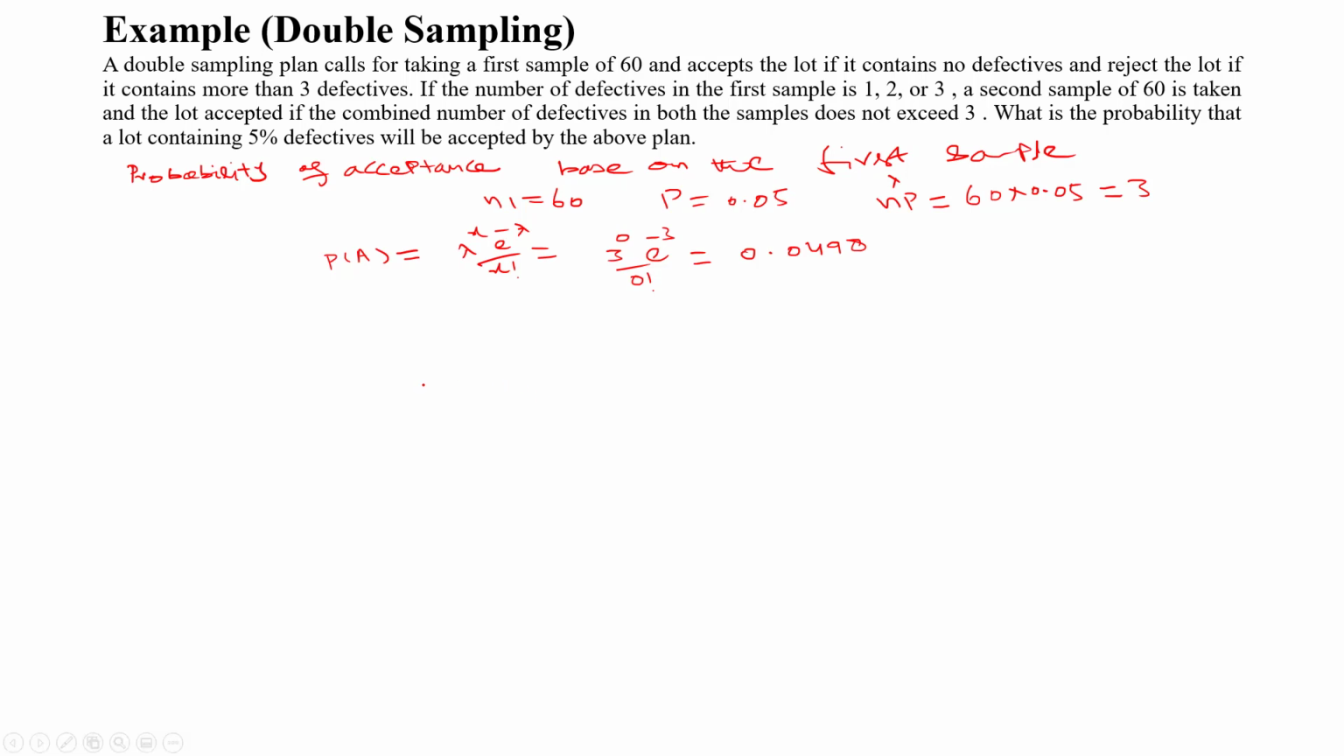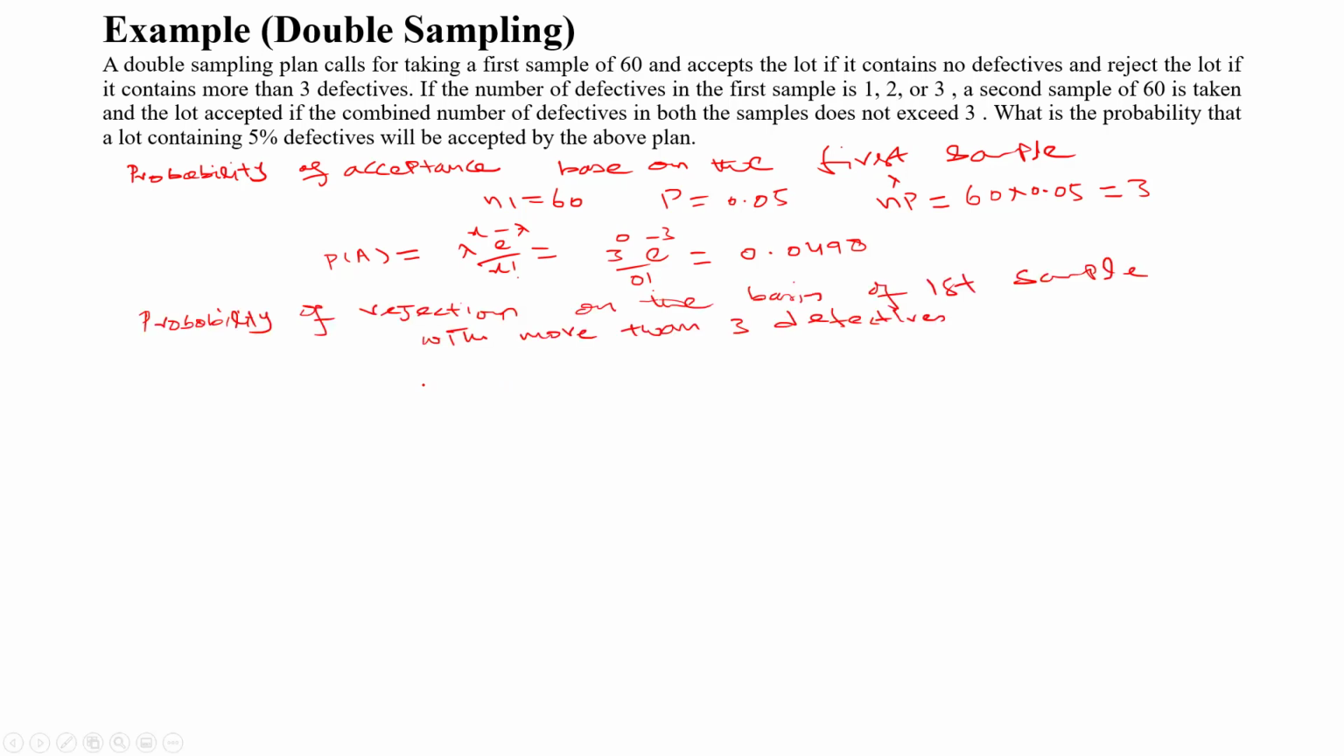Probability of rejection. Now we want to calculate the probability of rejection on the basis of the first sample with more than 3 defective. They already mentioned to reject the lot if it contains more than 3 defective. So it will be accepted only if there are 1, 2, or 3 defective. Mathematically we will write this. Basically we want to calculate the probability of rejected, where R represents rejected. So the probability of rejected is 1 minus the accepted probability.